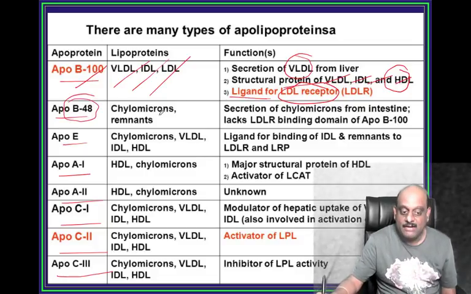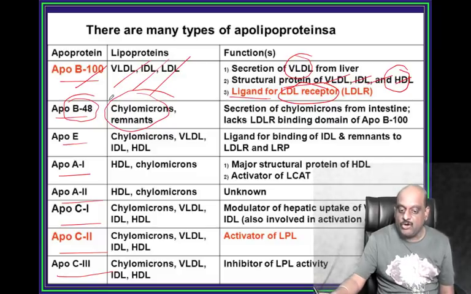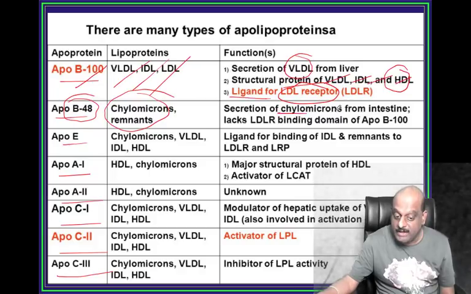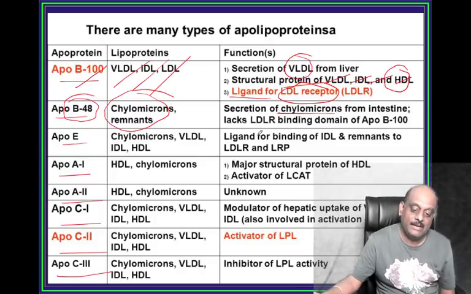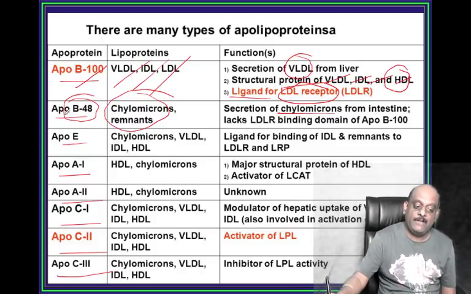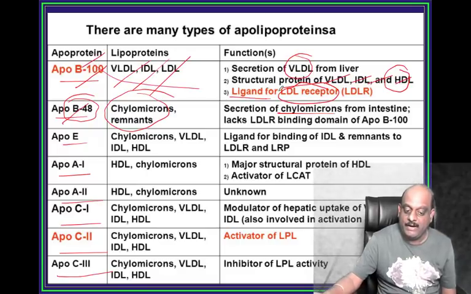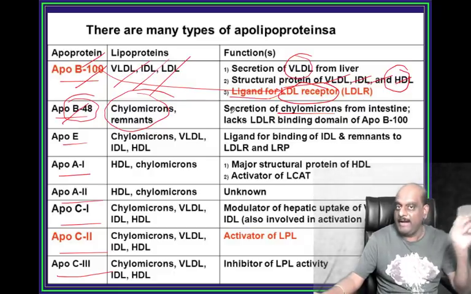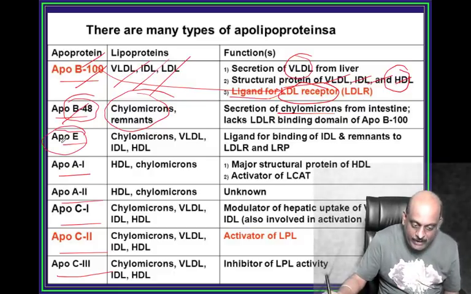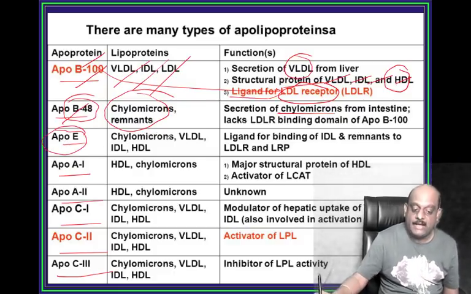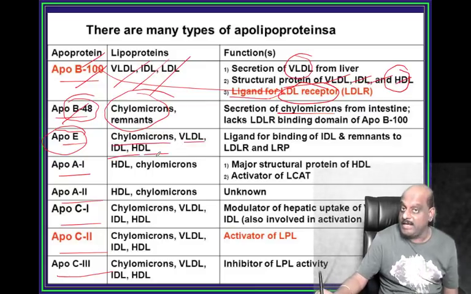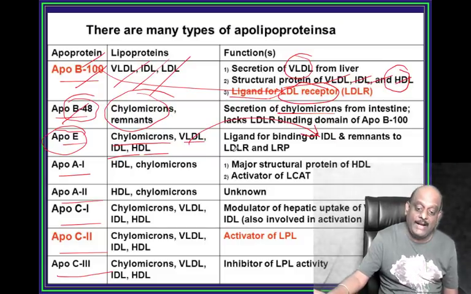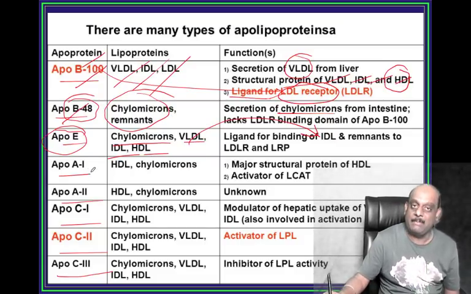Then B48, it is an important component of chylomicron remnant. It makes secretion of chylomicron from the intestine. Then what is the main difference between B48 and B100? B100 is the ligand for the LDL receptor, but B48 is not. ApoE, it is in chylomicrons, VLDL, IDL, HDL. It is the ligand which is binding to IDL, is what you need to remember.